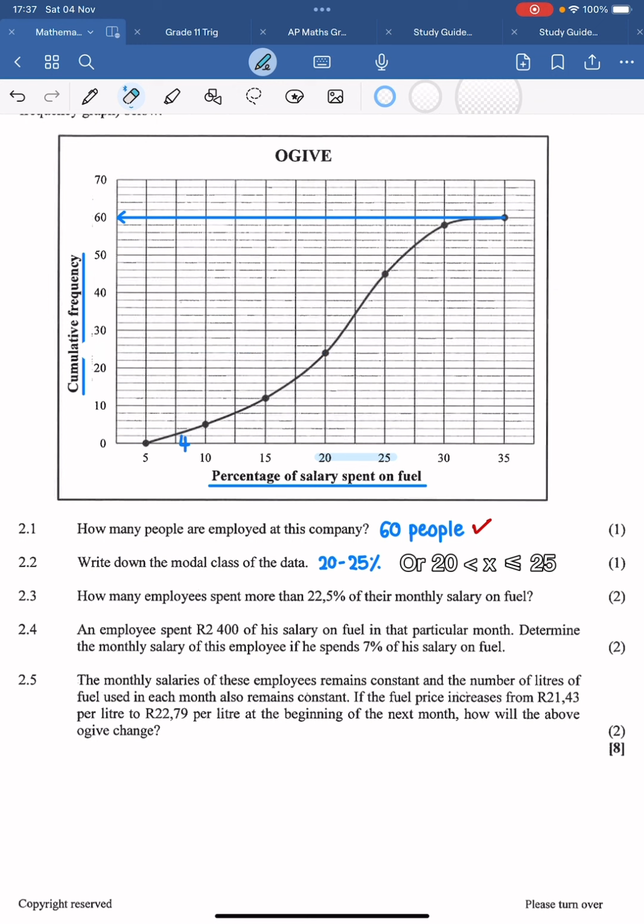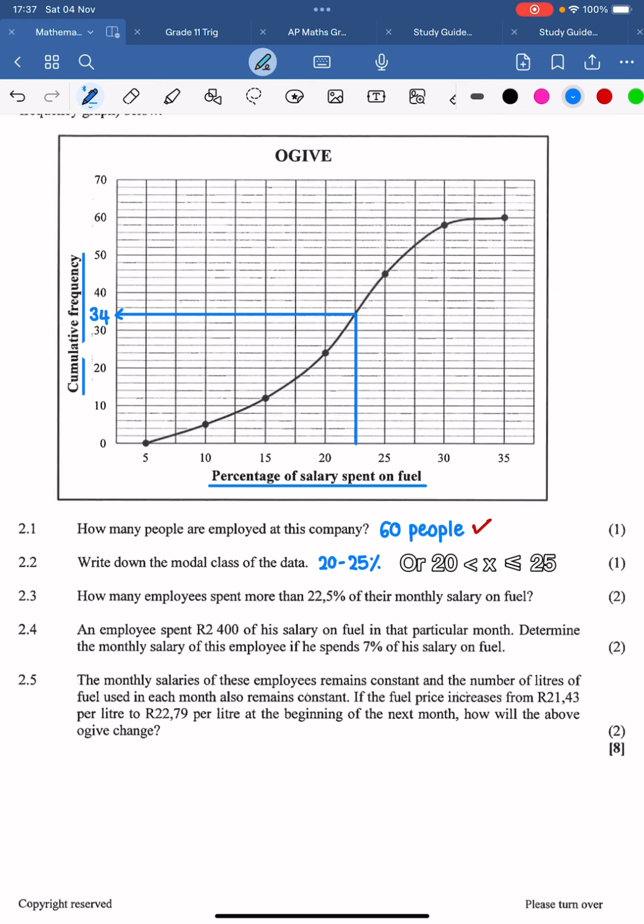All right, next up, the next question is asking for how many employees spent more than 22.5% of their salary on fuel. So now we're going to have to go to the x-axis because that is where the percentage of salary is. So we're going to go to 22.5. We're going to draw a line going up to the OGIVE from there. And then from that point where it touches the OGIVE to the y-axis, that is going to give us the number of people. Now, that looks to me like 34.